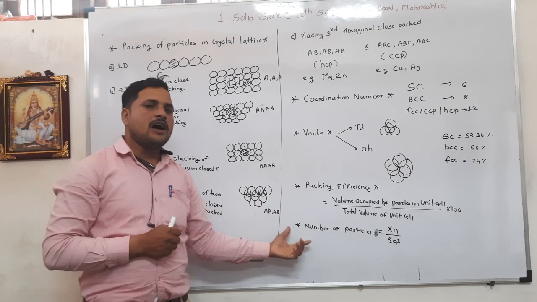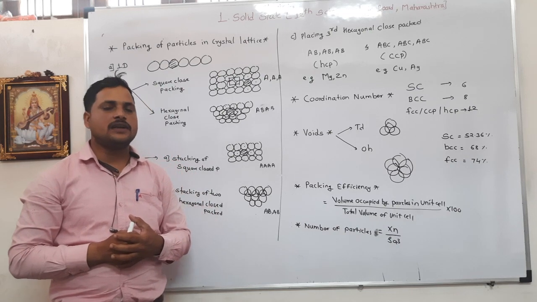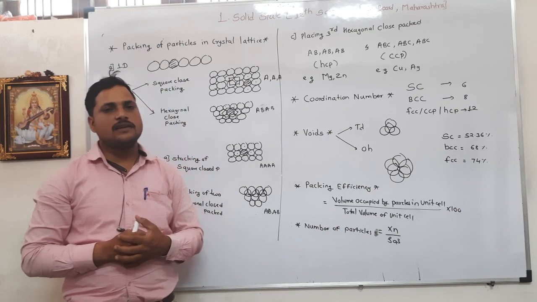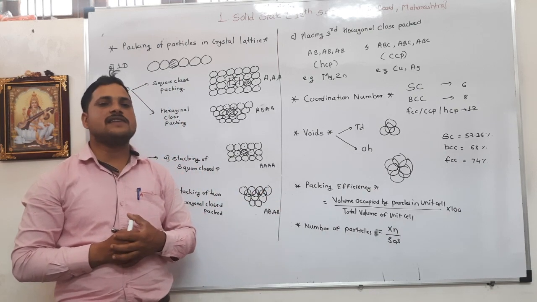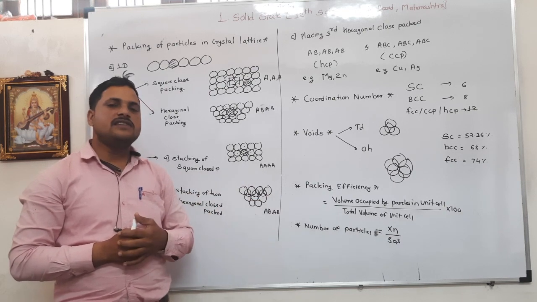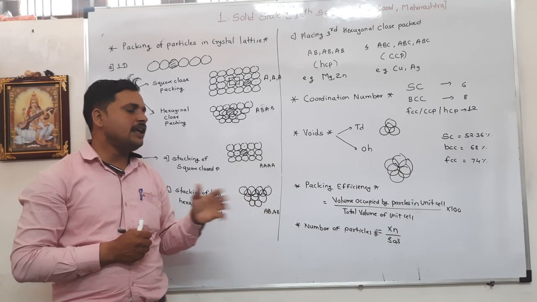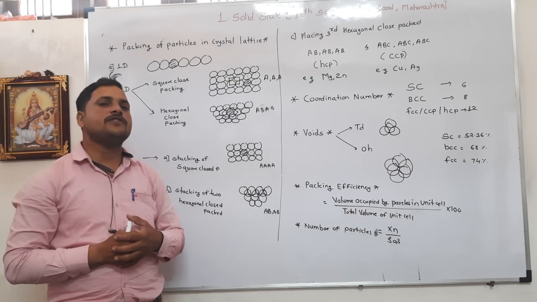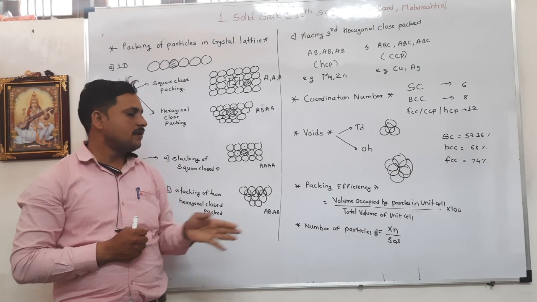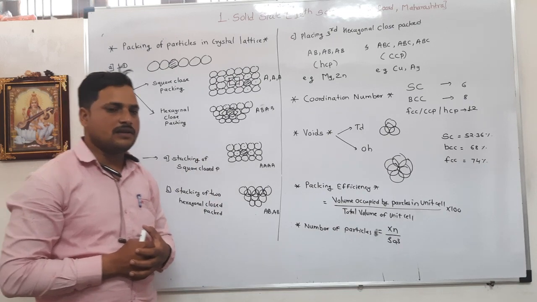Next point, how the number of particles present in x gram of metal is calculated. The number of particles in x gram of metallic crystals is given by the formula x n / (rho a^3), where x is the amount of metal, n is the number of particles in a particular unit cell, rho is the density of the unit cell, and a is the edge length. The number of unit cells is also calculated by another formula, x / (rho a^3). This is all about the packing of the crystalline compound.